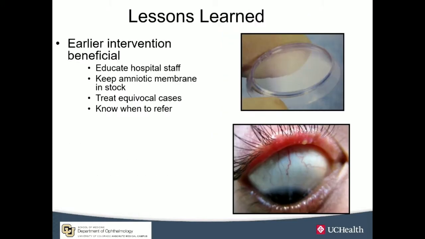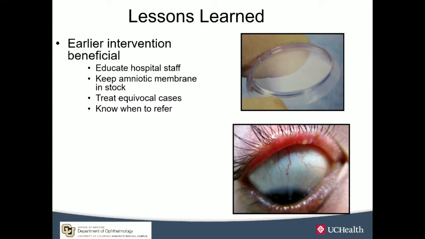So we've learned that early interventions are important. We've learned to educate our hospital staff, not only to consult us immediately, we're basically part of the admission process for these patients. We keep the amniotic membrane in stock at our hospital, so it's there ready to use. If we're not sure, we'll treat them. There's not much downside to doing that.